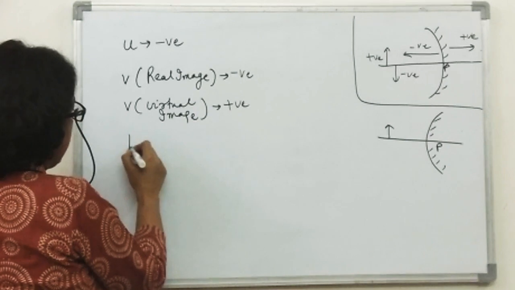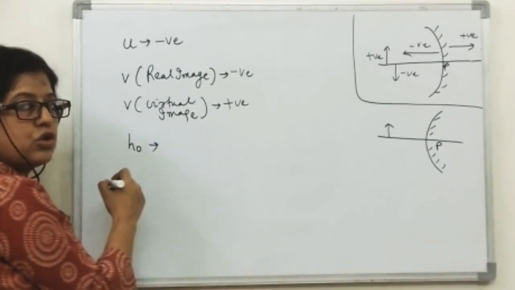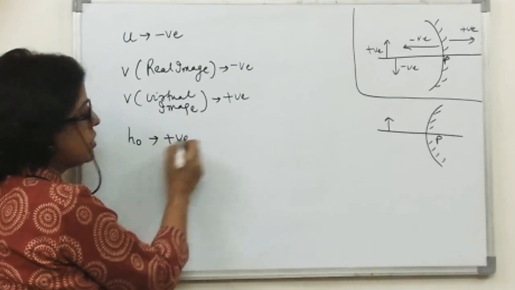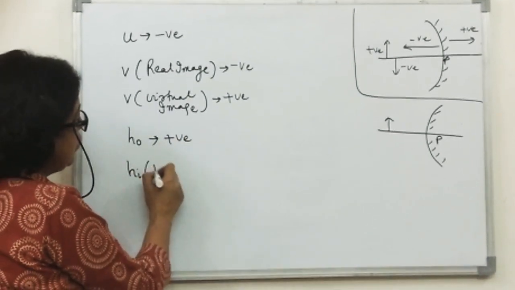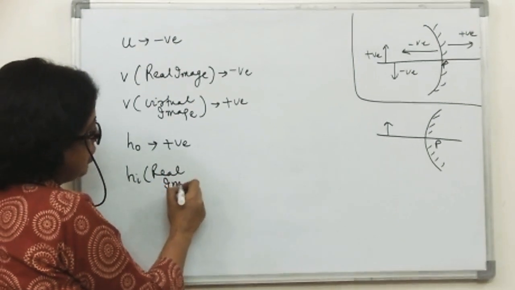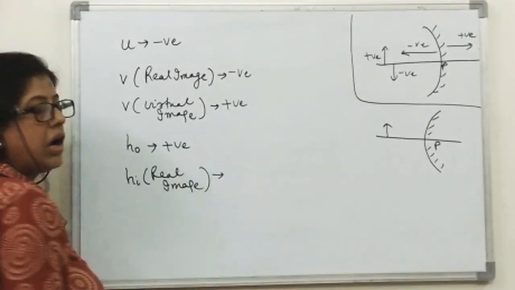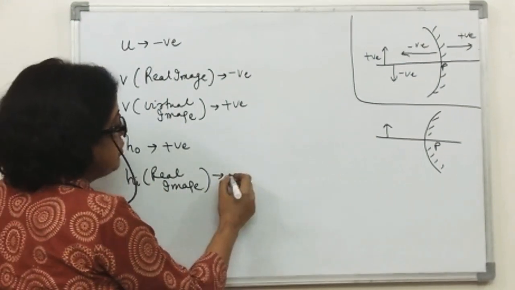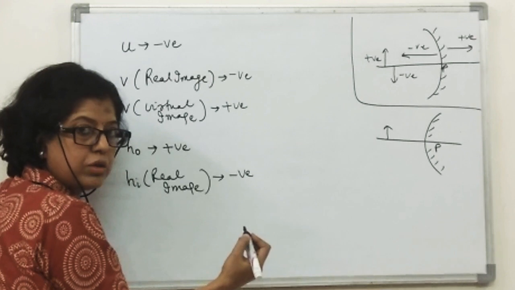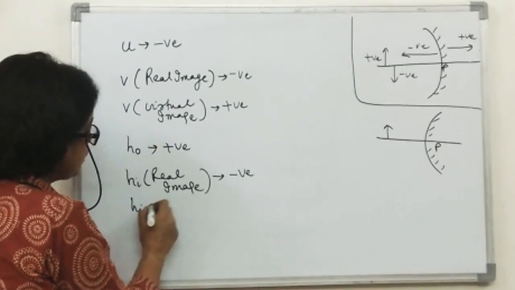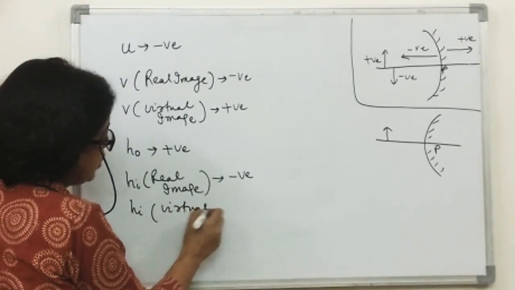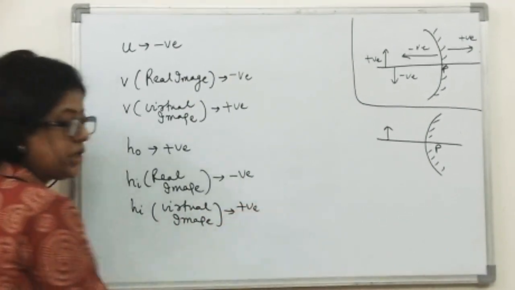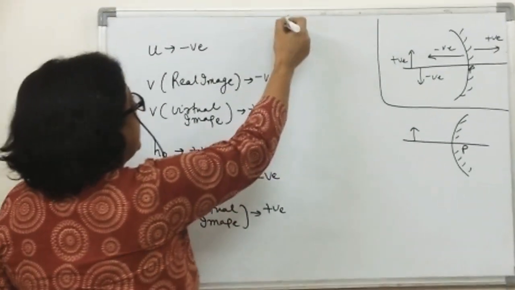Let's talk about height of object. Object we always take above the principal axis, so height of object is always taken as positive. Height of image for a real image: a real image is always inverted, so the height of image will always be negative because it is below the principal axis. Height of image for a virtual image: a virtual image is always erect, above the principal axis, so the height of image will be positive. Okay, what else?